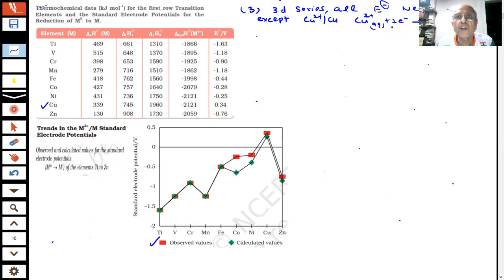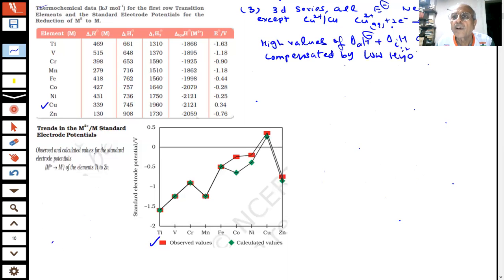So what we are saying in the case of copper is that the value is positive because the high values of delta H atomization plus delta H ionization enthalpy 1 and 2 are not compensated by the hydration enthalpy. I'm not saying it is that low. It is not compensated by the hydration enthalpy. That is the end of the answer. That's all. Question 3.